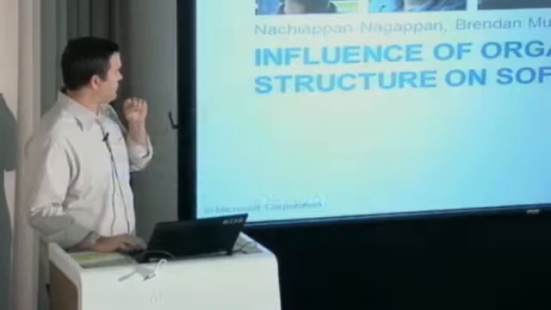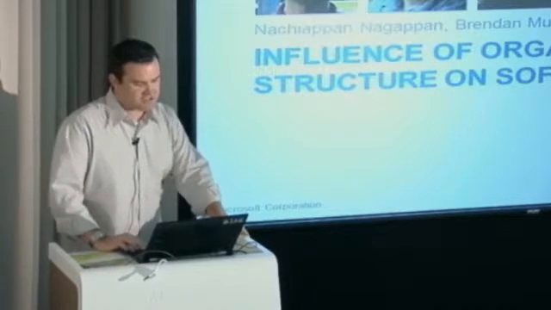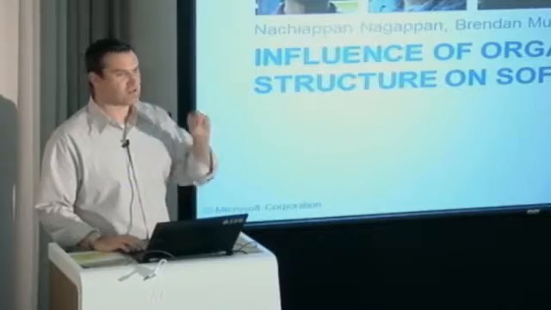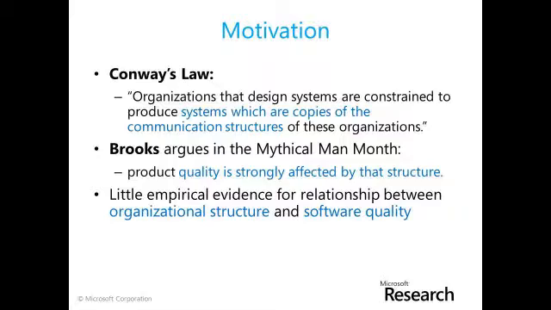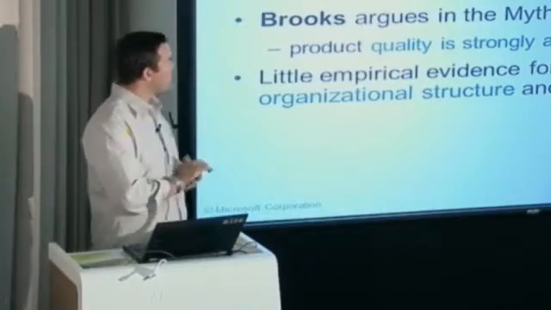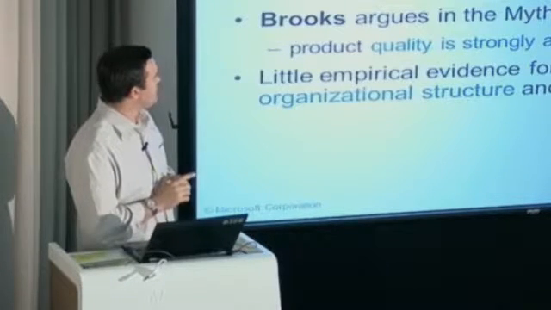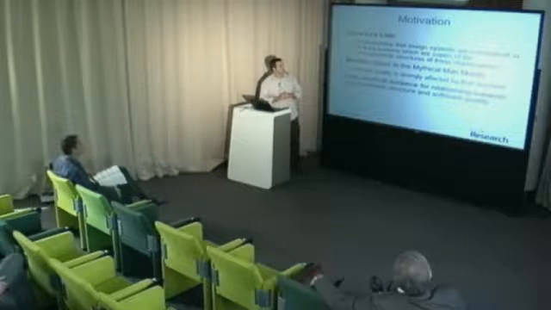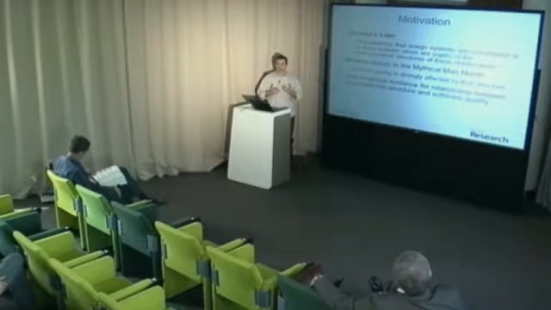So that was geographically distributed development. We've also looked at organizationally distributed development. What's the effect of the structure of your organization on how it develops source code? This is motivated strongly by Conway's law, from the 60s. Conway said that organizations that design systems are constrained to produce systems which are copies of the communication structures of these organizations. And later, in Brooks' very famous essay, The Mythical Man Month, he said that the quality of the product is really affected by this structure.